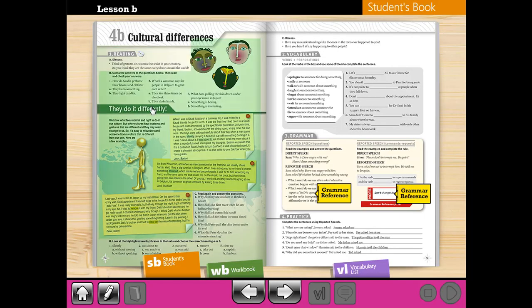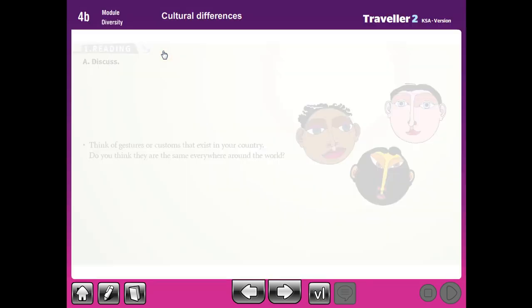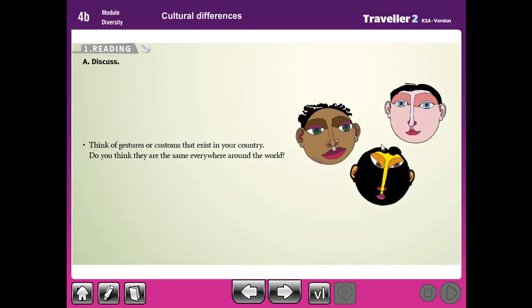This is page 50 in the student book, and we have the cultural differences. As you see here in the discussion, we have different people. What do we have to do towards different people we meet every day? We have here, I think, the European or Asian, the African, the brown colored. So we have different colors, different cultures, different people from different countries. What do we have to do towards them? We have to accept them, we have to respect them, right?